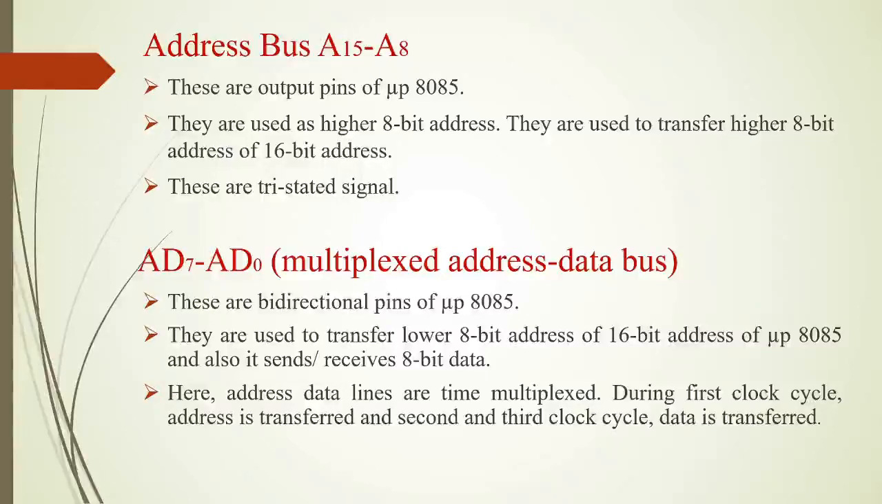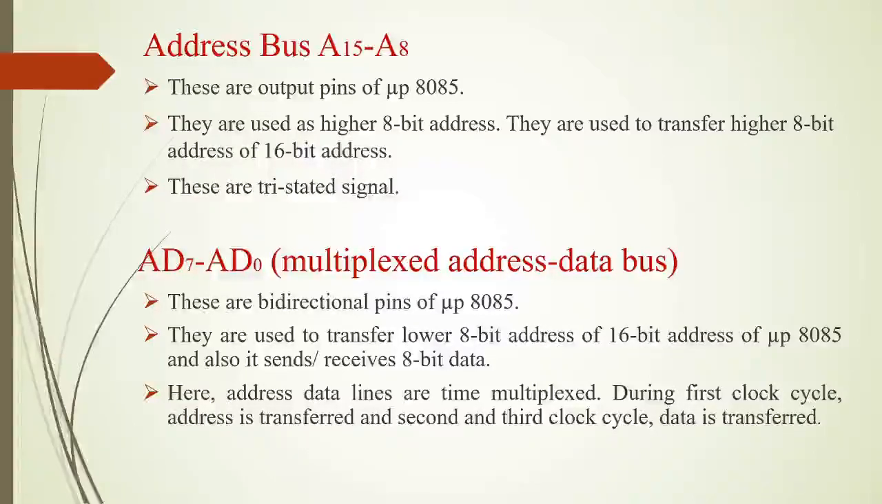Now AD7 to AD0, these are very important. As you know, address and data are both dependent. These are bidirectional pins of the 8085 and they are used to transfer the lower 8-bit address, and also to send and receive data. We call AD7 to AD0 bidirectional pins because the 8085 will either receive data or provide data to an external device. Address and data lines are time multiplexed. Generally, during the first clock cycle, address is transferred, and in the second and third clock cycles, data is transferred. This we have already discussed in my previous video.